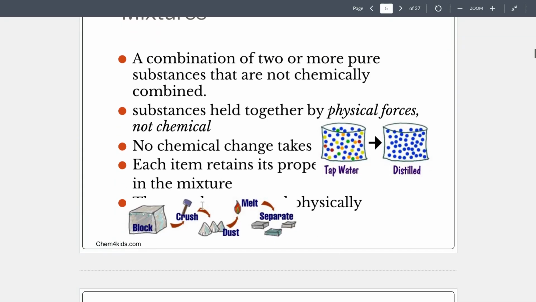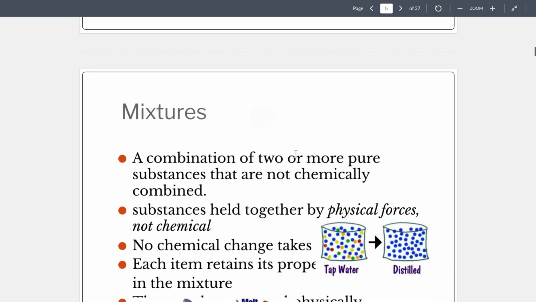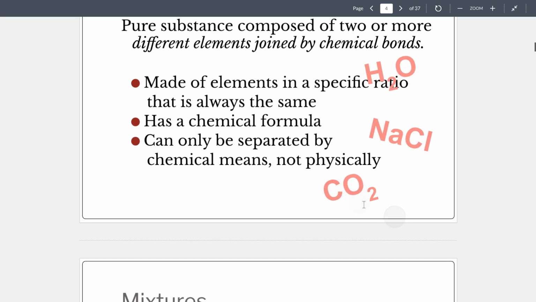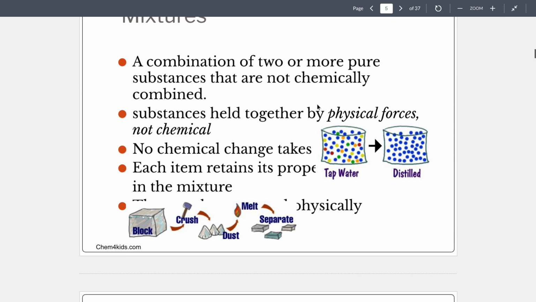A mixture is two or more pure substances that are not chemically combined. They're not bonded together. We can't write them down as these type of little formulas here. It's more complicated than that. They're in there physically, not really chemically. There's no chemical change, okay? Each item retains its properties in the mixture.